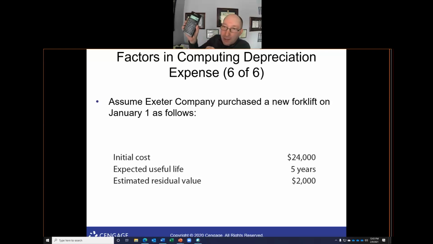Okay, got my calculator here. So here's how the formula works. You take your initial cost minus the estimated residual value, $2,000. That equals 22,000. Now you divide that 22,000 by 5 years. That gets us to $4,400 per year for 5 years. That's how much we would depreciate this forklift using straight line depreciation.